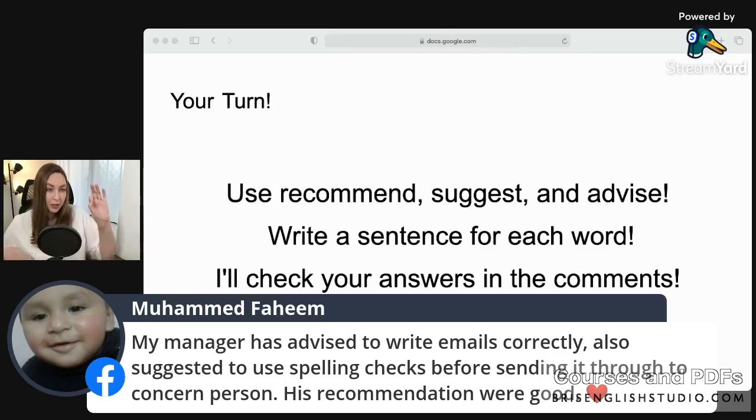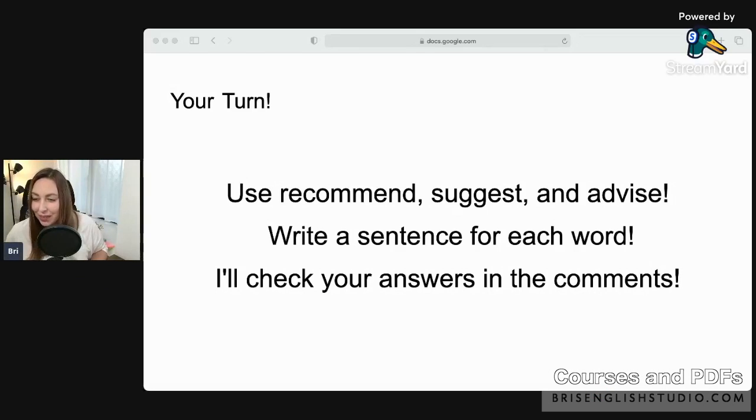My manager has advised to write emails correctly. So be careful. So we're not going to use advised plus to something. Okay? My manager has advised me. Maybe if you want to put a pronoun, my manager has advised me to write emails correctly. Also suggested using spell checks before sending it through to maybe the recipient. His recommendations were good. Very good. Nice try. Okay. They are pretty tricky.